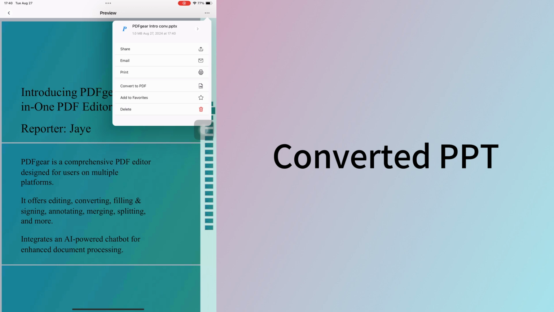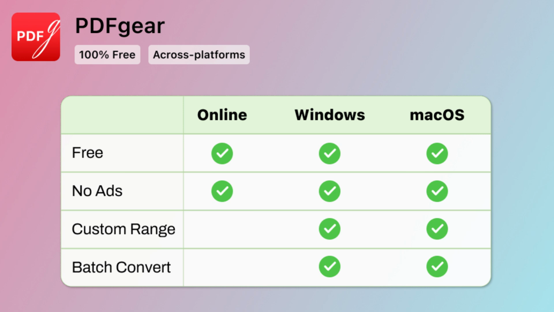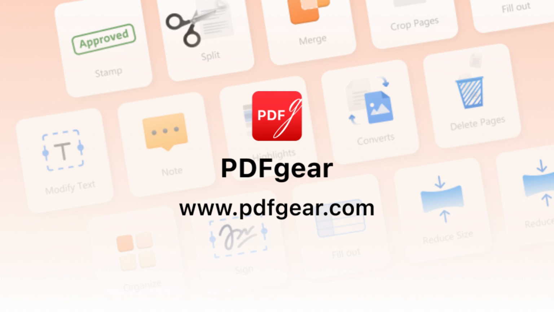The desktop app of PDFgear offers more conversion options. However, the online tool is more convenient without the need for downloads. Choose the option that works best for you. PDFgear is an all-in-one PDF editor and converter. Download PDFgear and give it a try.